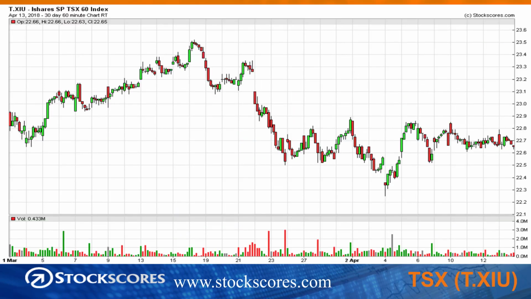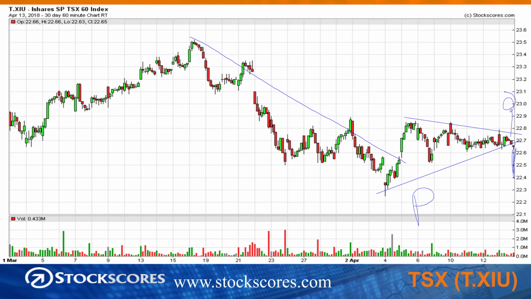On to the TSX 60. This is the 30-day, 60-minute chart, and there you can see converging volatility. The trend into that pattern is down. That makes this a pessimistic pattern. We expect we will get a breakdown out of it, but we could get a break up of it.